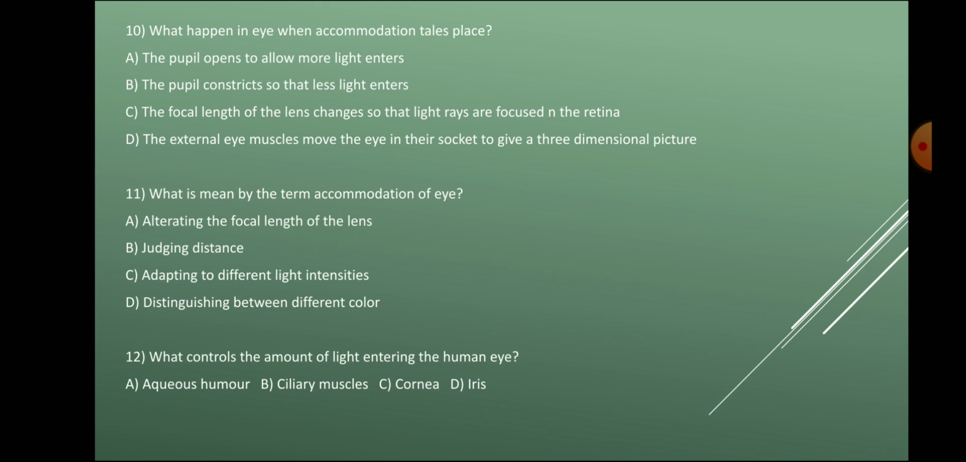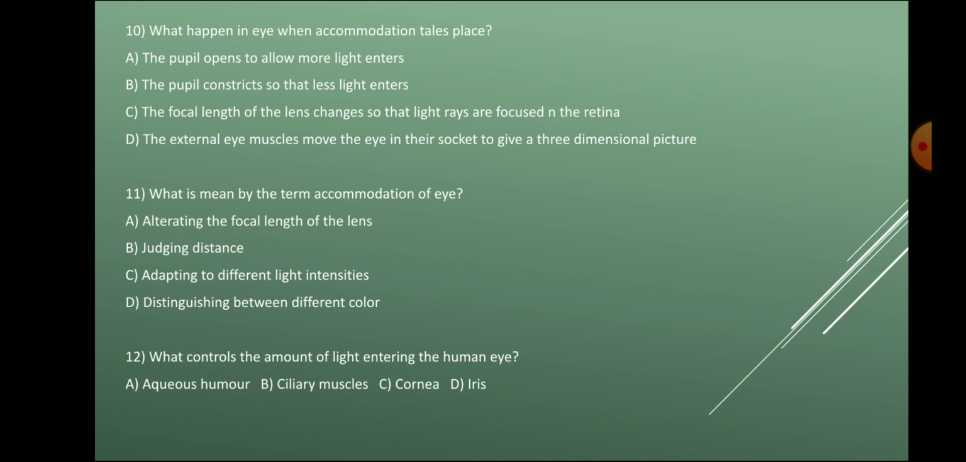The options are: A, the pupil opens to allow more light to enter. B, the pupil constricts so that less light enters. C, the focal length of the lens changes so that light rays are focused on the retina. And D, the external eye muscles move the eye in its socket to give a three-dimensional picture.